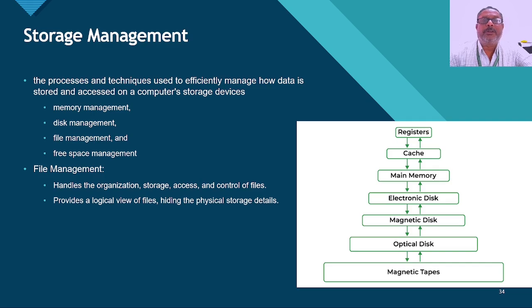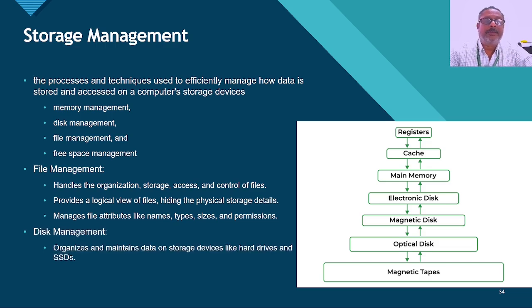What is important to us is the name of the file and whether we want to read, write, modify, or whatever. So we just work on a logical level, and what actually happens at the physical level is taken care of by the file management component of the operating system. It manages the file attributes like the names of the files, types of the files, size of the files, and the permissions. All these things are taken care of by file management.